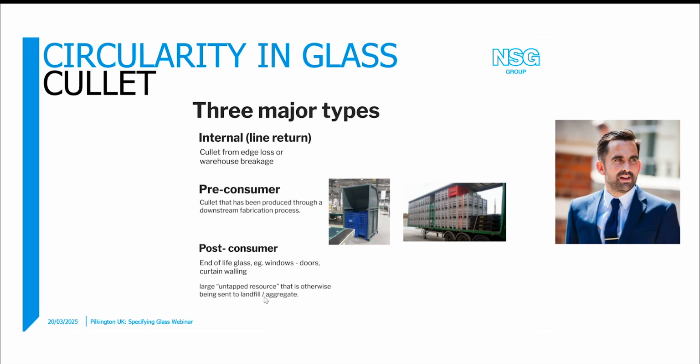The next type we have is pre-consumer. So this is cullet that has been produced from downstream operations. Our customers, glass unit makers, people who buy large sheets of Pilkington glass and manufacture double glazed units, etc., will have a certain amount of waste. They will have breakages, etc.